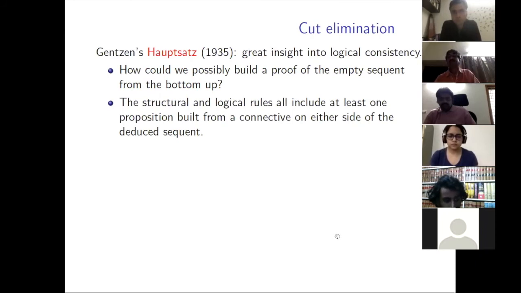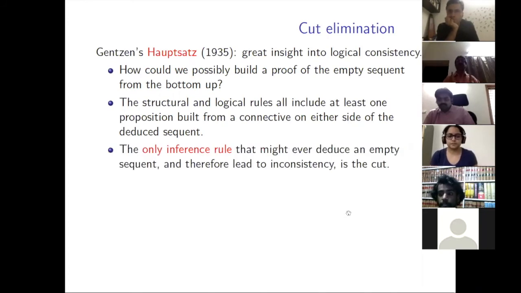What about the axiom rule? Well, the axiom rule just says that if you've got alpha on the left-hand side, you get alpha on the right, so you can't get an empty sequent. So using structural rules, logical rules, and the axiom rule, there's no hope of getting the empty sequent. So the only inference rule that might ever deduce an empty sequent, and therefore lead to inconsistency, is the cut. And by the way, if you start doing proofs, you will see it's very easy to get inconsistency when you start combining things from very different contexts.